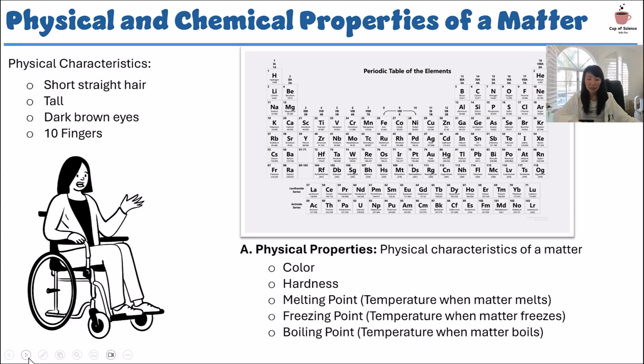Let's take an example of iron. Iron has its own physical characteristics. It could be gray, it's hard, the hardness. It melts at 1,530 degrees and also freezes at that point as well. And then you've got a boiling point of 2,980 degrees. So this iron has its own physical characteristics, and the other ones will have their own as well.